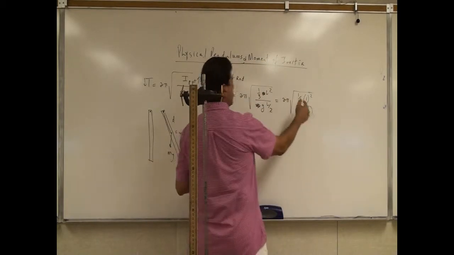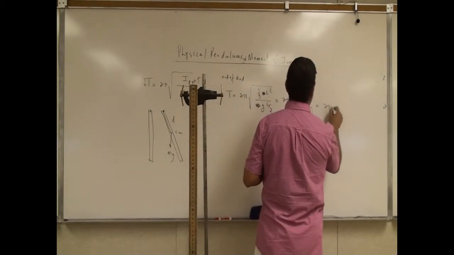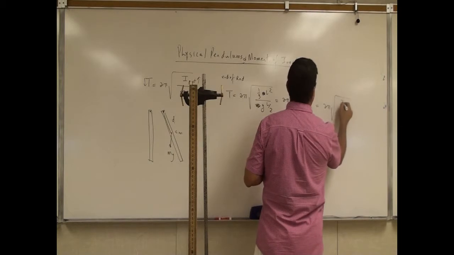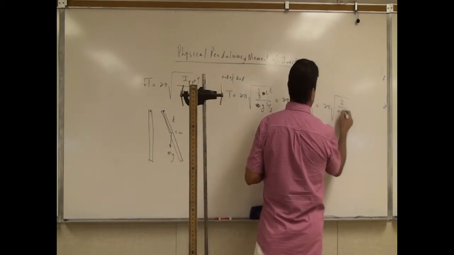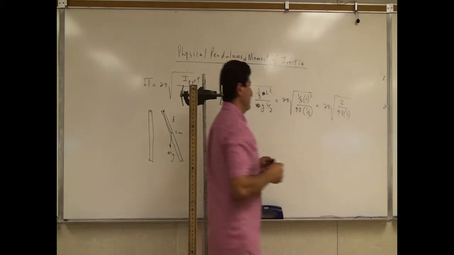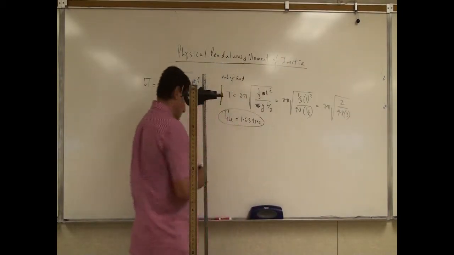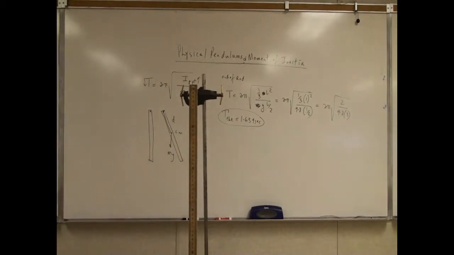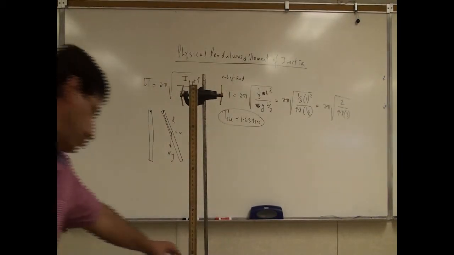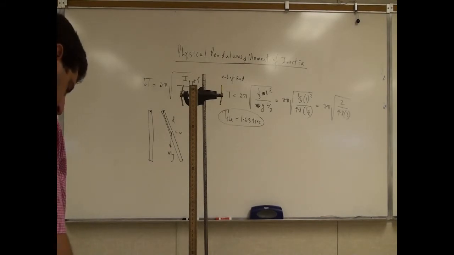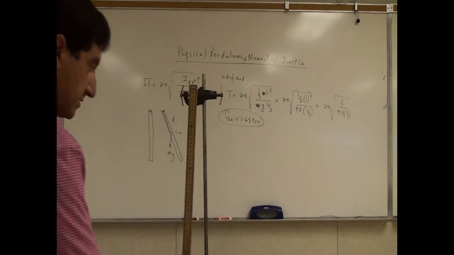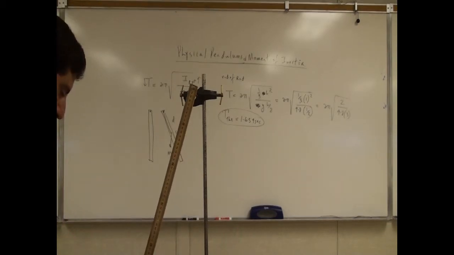So then the 2 goes up to the top, and we get 2 pi square root of 2, and then the 3 multiplies by the 9.8. 9.8 times 3. Okay, so let's measure that. Let's see what it comes out. I'll put the stopwatch right here. Okay, displace it from equilibrium, times 20 cycles.